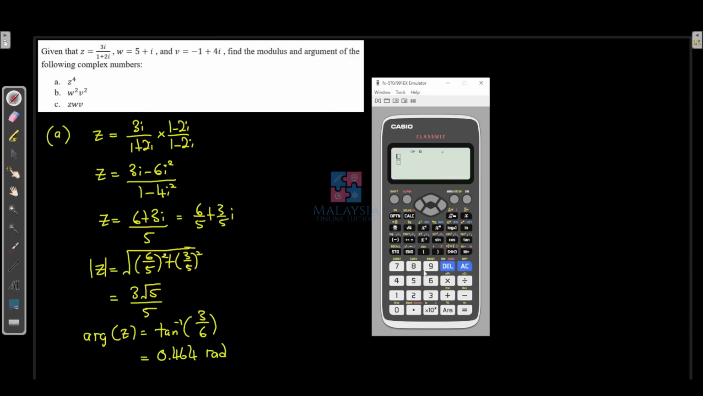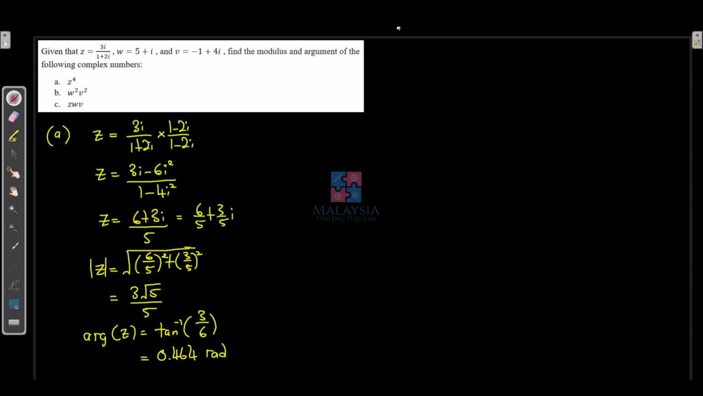Go to complex mode, 3i over 1 plus 2i. As you can see, we get the modulus to be 3√5/5 and the argument to be 0.464. Done. Remember that you just have to do this once for each complex number before you proceed with A, B, and C. Next, we can find it for w.